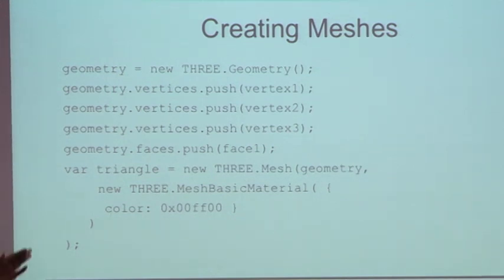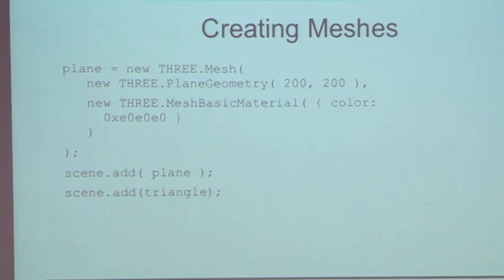And then we end with creating the mesh by attaching the geometry and a material, which we'll get to in a second. Oh, and here is an example of how you could do it with one of the predefined geometries. The plane geometry, this is 200 pixels by 200 pixels square, and we're adding it to the scene right there.